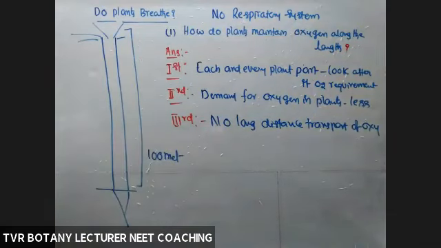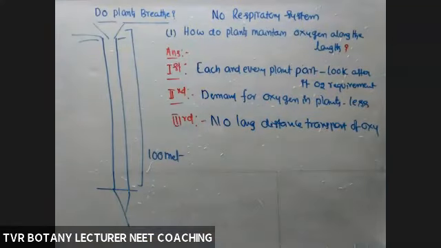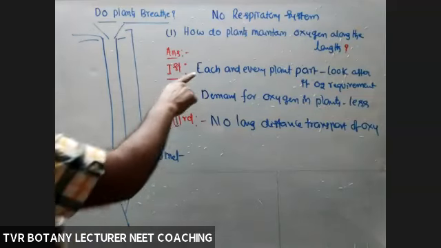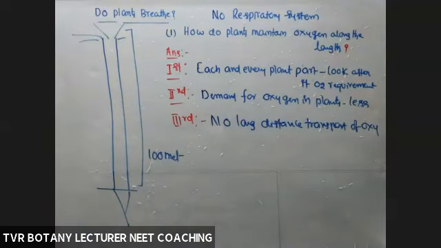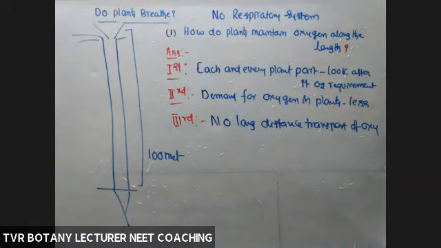So each and every plant part is able to look after its O2 requirement. During photosynthesis, definitely O2 is released. That O2 is preserved, stored within the cells, in each and every plant part, to the maximum extent particularly in the case of leaves. In the case of leaves, loosely packed parenchyma, that is spongy parenchyma, is able to retain it. Go back to anatomy: spongy parenchyma has intercellular spaces. Is that able to maintain oxygen requirement or not? Definitely.